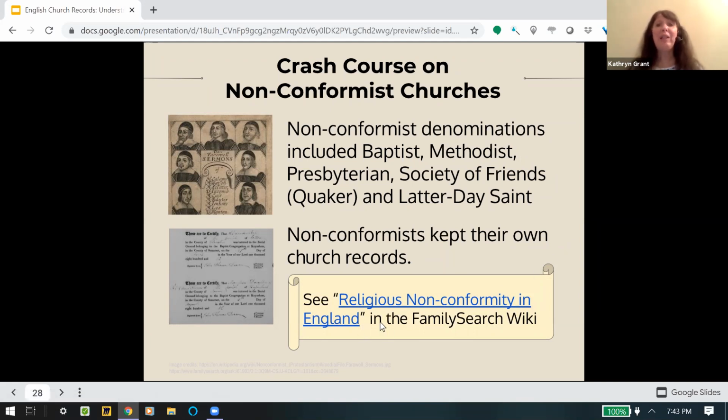If you'd like to learn more about nonconformist churches, check out this wiki article. And again, this link is live. And so when I put the link to the slides in the chat at the end, you'll be able to bring up this slide deck, come to this slide, and click on that, and it will take you over to the wiki.